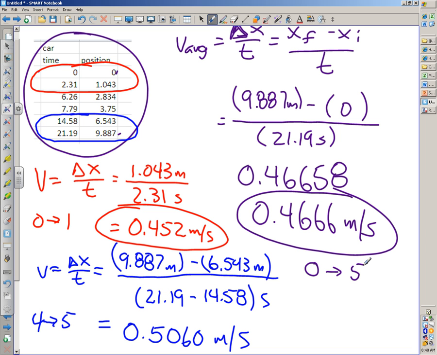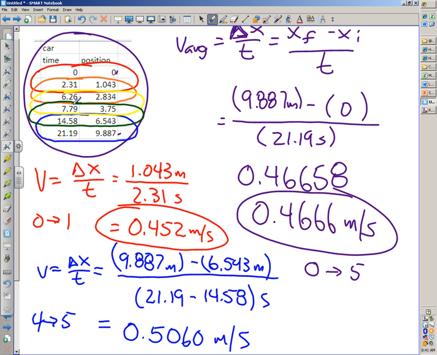In your lab report, in the calculations section, I need you to calculate the average velocity for the first section. And then I need you to calculate the average velocity for the second section, from tape mark 1 to tape mark 2. And then you got to calculate the average velocity for tape mark 2 to tape mark 3. And then from tape mark 3 to tape mark 4.